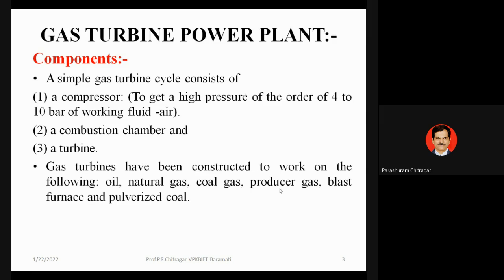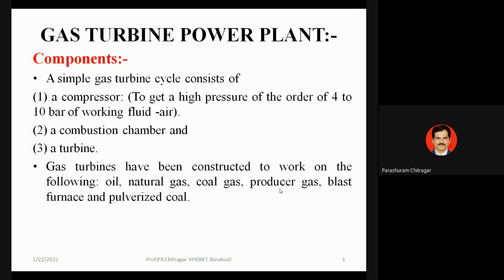Okay. So let us have a look at this gas turbine power plant. The major components of a gas turbine power plant are majorly three. One is a compressor. The main function of the compressor is to increase the pressure of the working fluid. So here the working fluid will be gas. Generally air is taken from the atmosphere and compressed in a compressor. By compression, its pressure is going to increase.